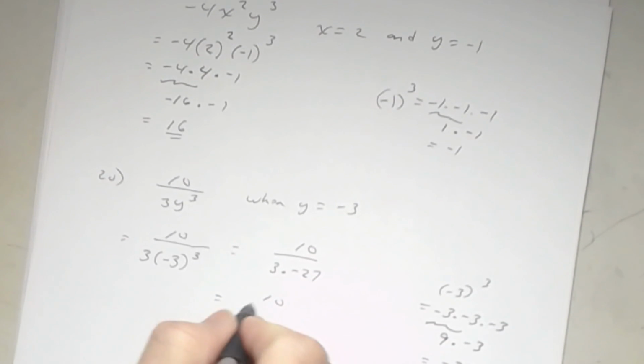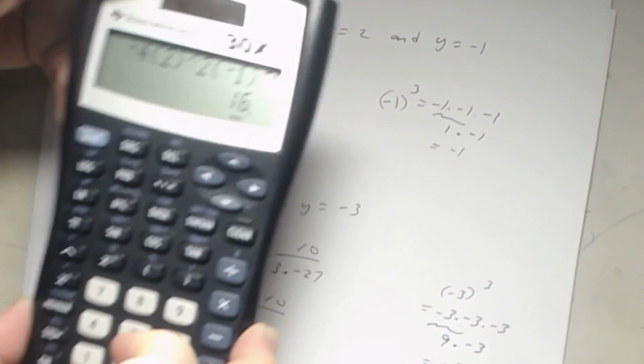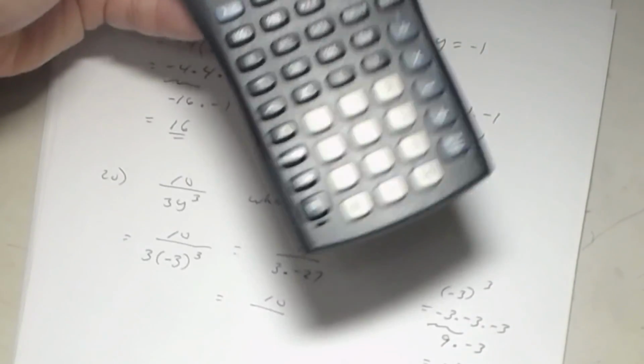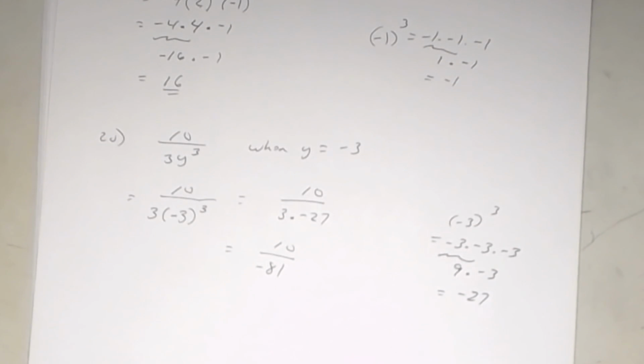So then I get 10 divided by, now if you don't know right off the bat what 3 times negative 27 is, use your calculator. Yeah, so you'd say 3 times negative 27 equals negative 81, right? Okay. All right. So that was 20. Okay?